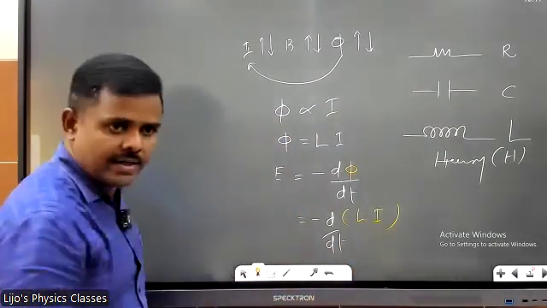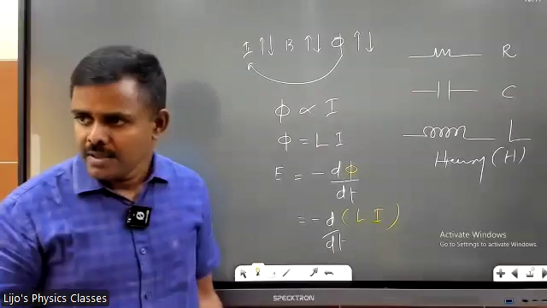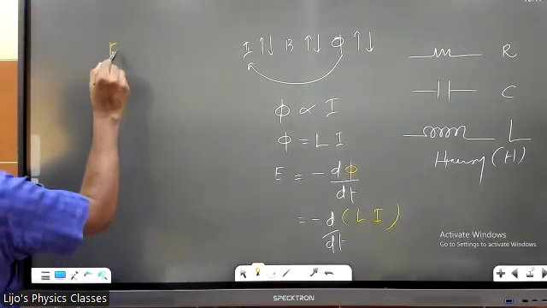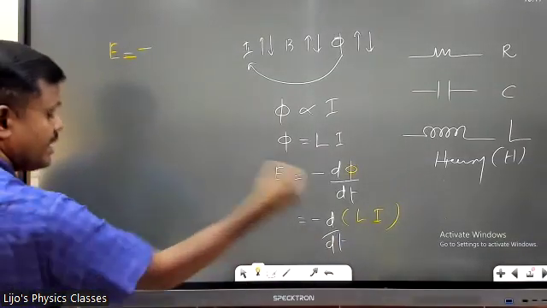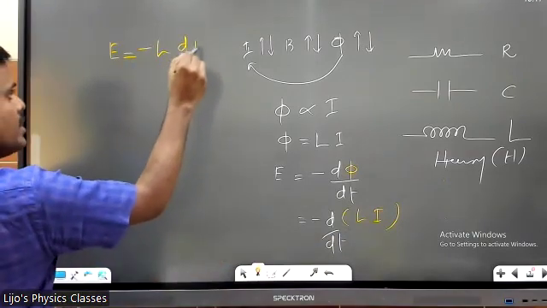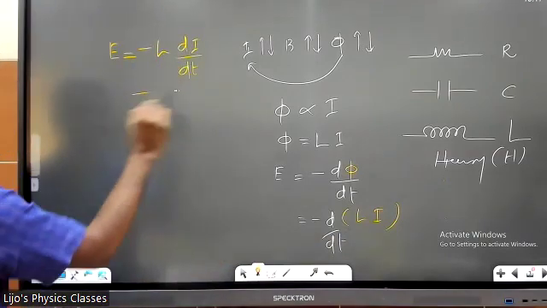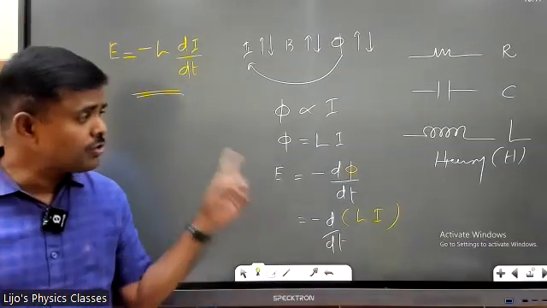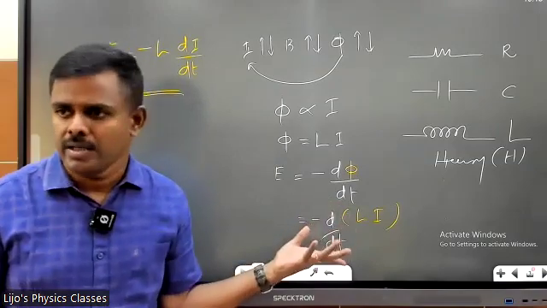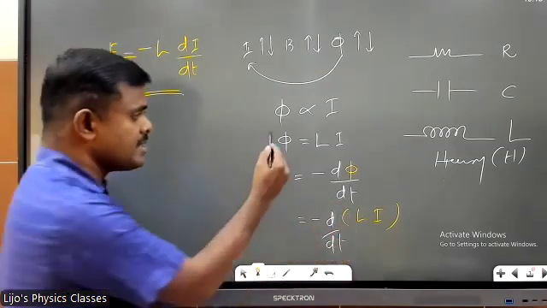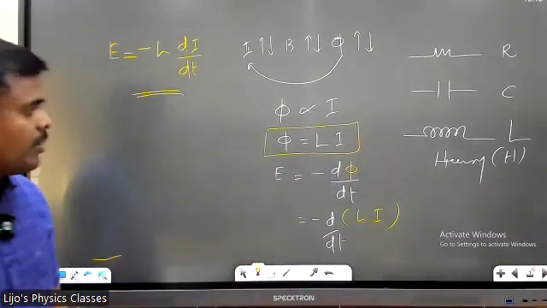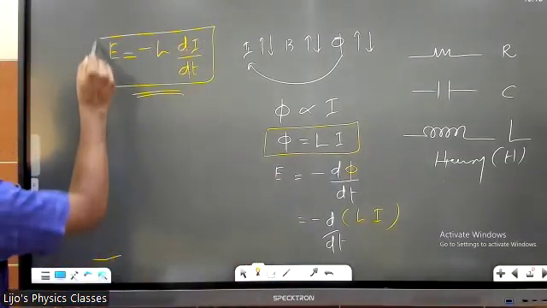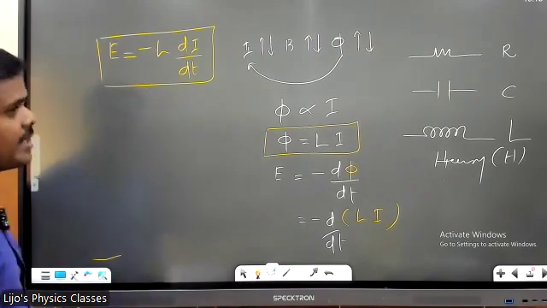I'll get an L outside. It is a constant, so L can be taken outside. So what we have now is E is equal to minus L into di by dt. Based on which you have the numericals, direct numericals only. First equation: flux is given by L into I. Second equation: EMF is given by minus L into di by dt.